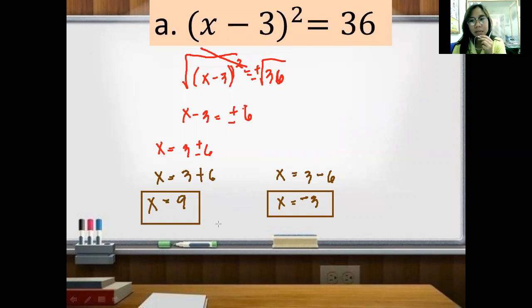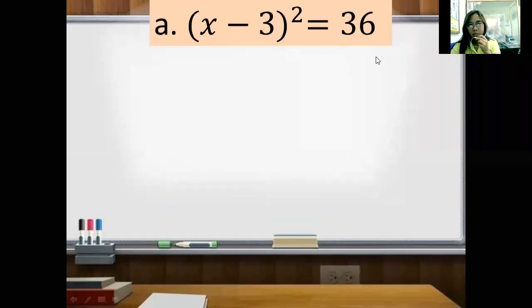They are no longer the same because of when we transposed. Okay, so again, x is equal to 9 and x is equal to negative 3. If we substitute that value to the equation, either 9 or negative 3, it will still be equal to 36. Okay, do you get it? Okay, let's move on to another equation.